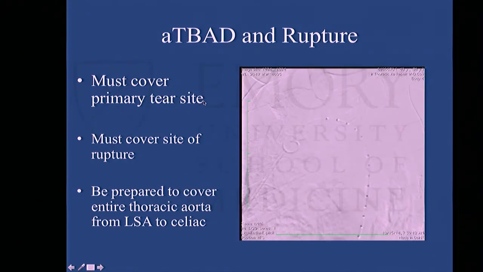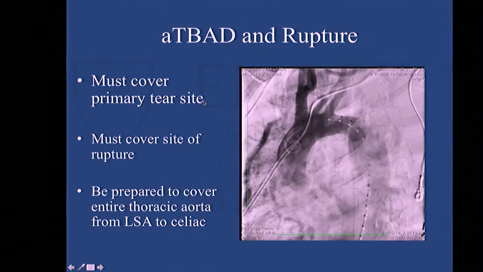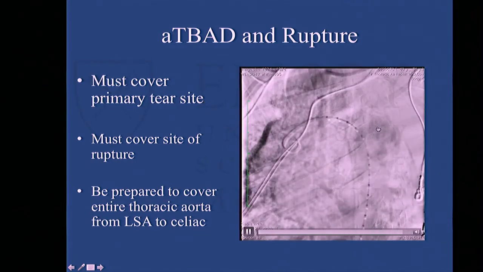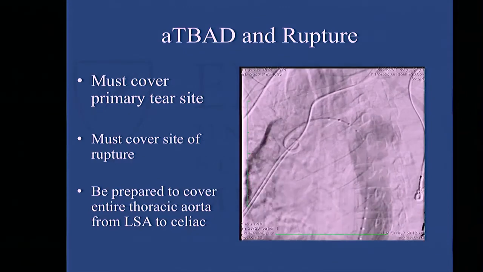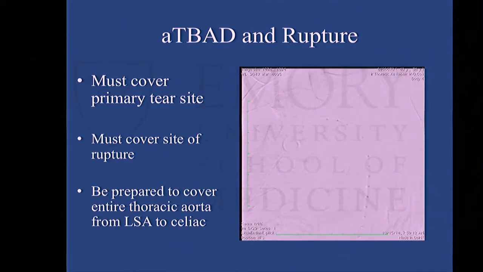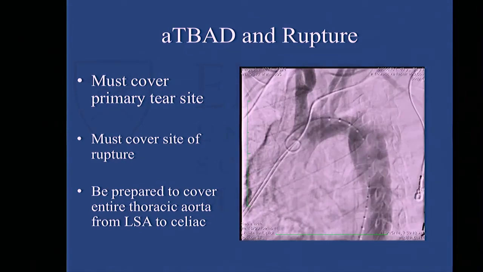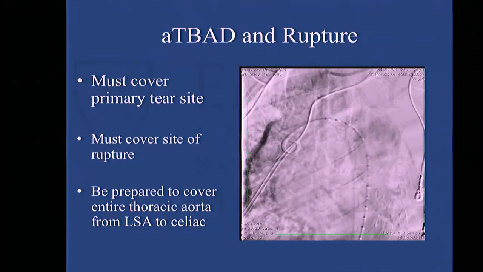The goal with rupture is, you don't really know, in this setting you do, but you don't know often where that site of rupture is of the false lumen. So you have to cover as much as you can and hope that gets it. That means covering the left subclavian all the way down to the celiac.